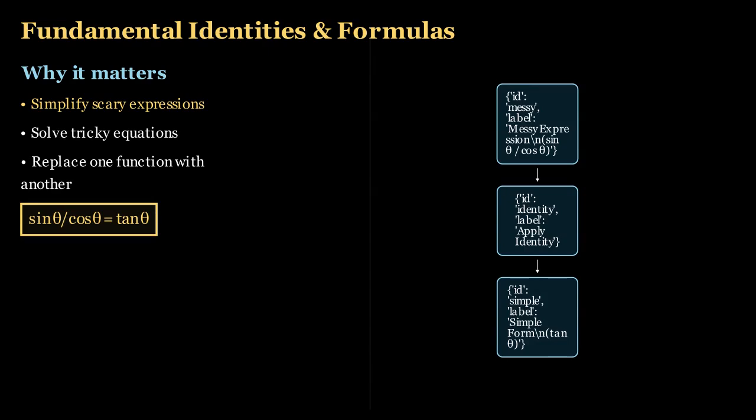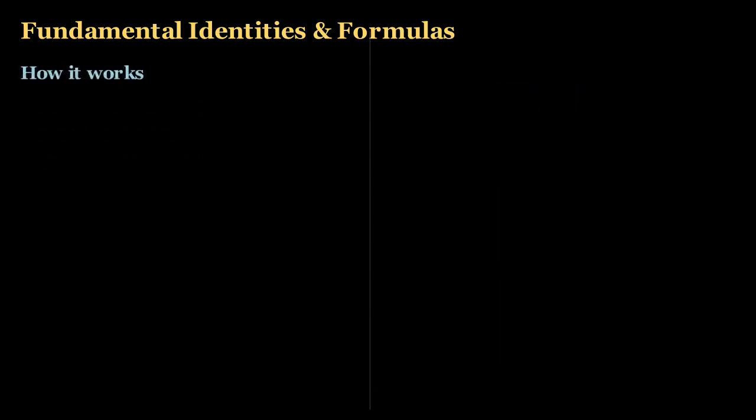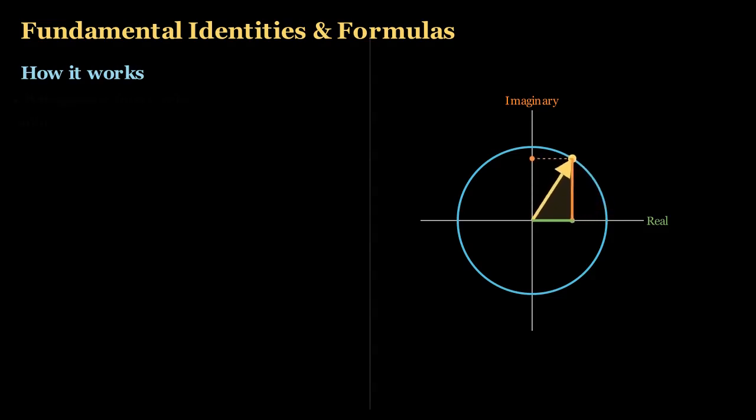Let us derive these from the unit circle you already know. Take any point on the circle at angle theta. Its coordinates are cosine theta and sine theta. The distance from the origin to that point is always 1, because it is a unit circle. By the Pythagorean theorem, x squared plus y squared equals radius squared. So cosine squared theta plus sine squared theta equals 1. That is the Pythagorean identity, it is just the circle's equation.